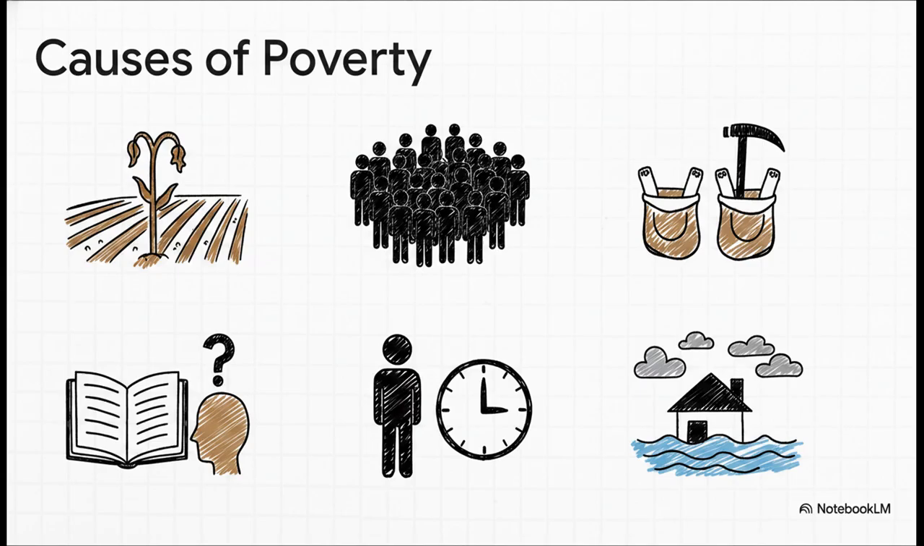Notice how we're shifting from the symptoms to the disease here. These are your root causes. Factors like low agricultural productivity, meaning the land just isn't yielding enough crops, combined with rapid population growth, directly trigger poverty. Throw in a lack of capital, meaning there's literally no money to buy seeds or tools, or maybe a sudden natural disaster like a massive flood, and you've got a perfect recipe for severe economic hardship.